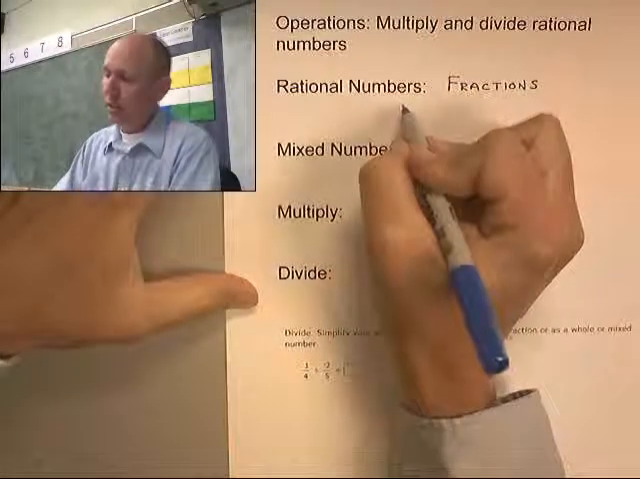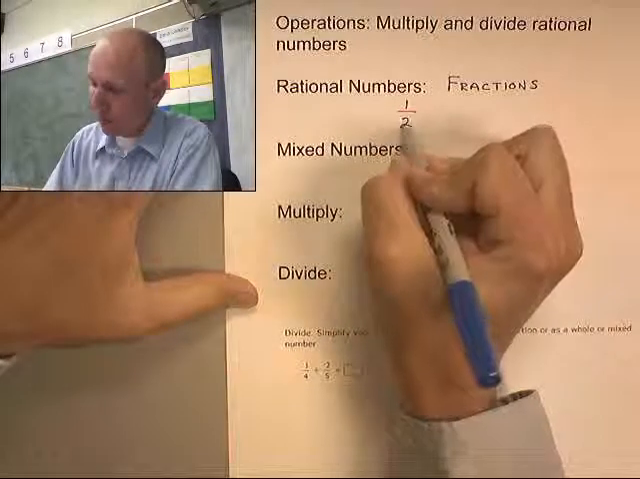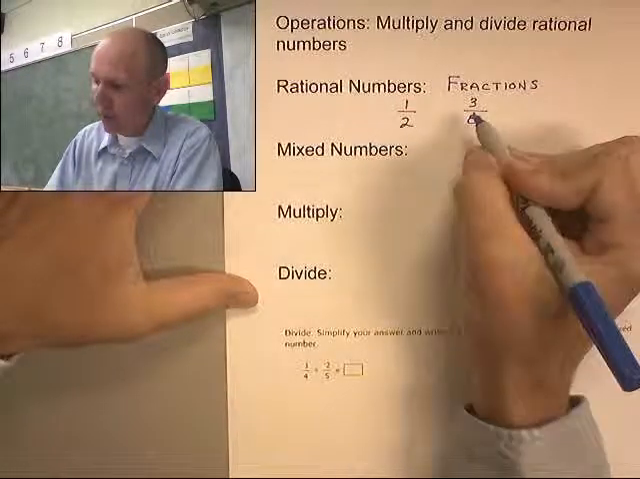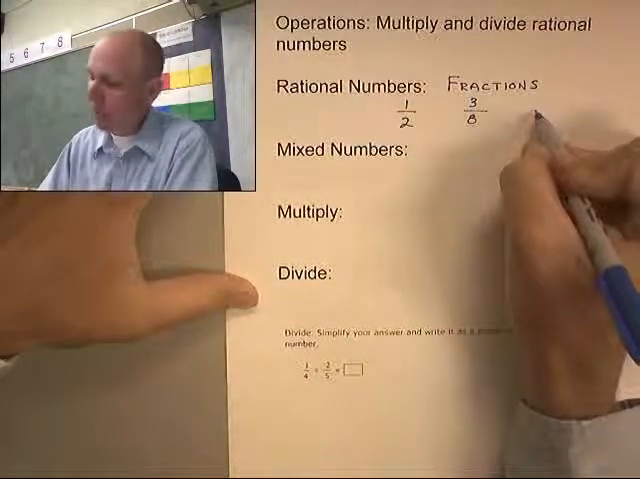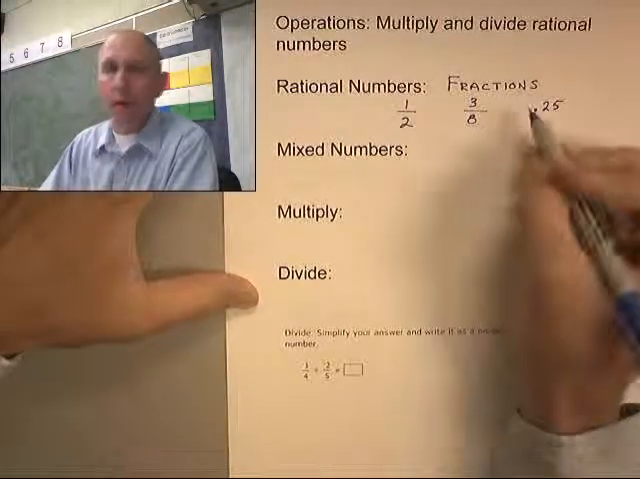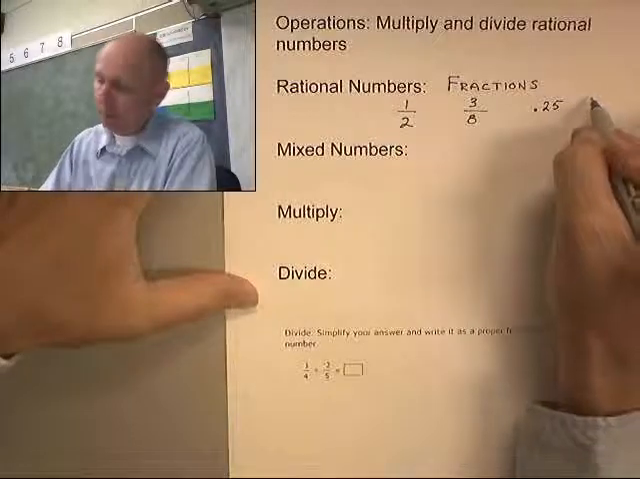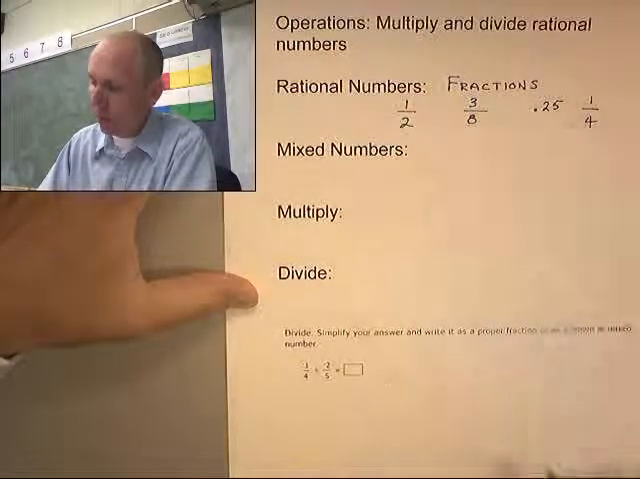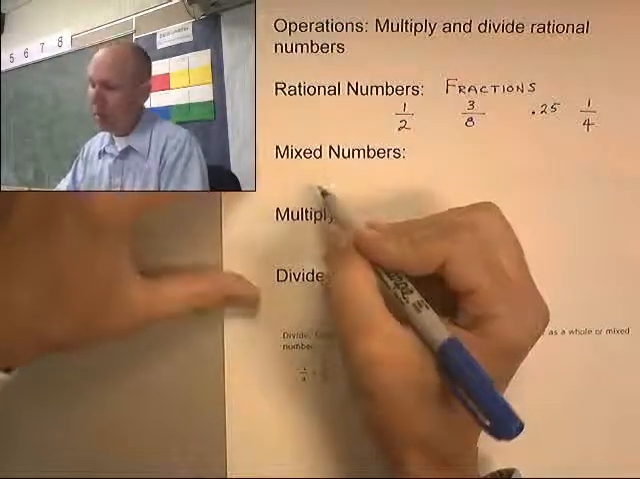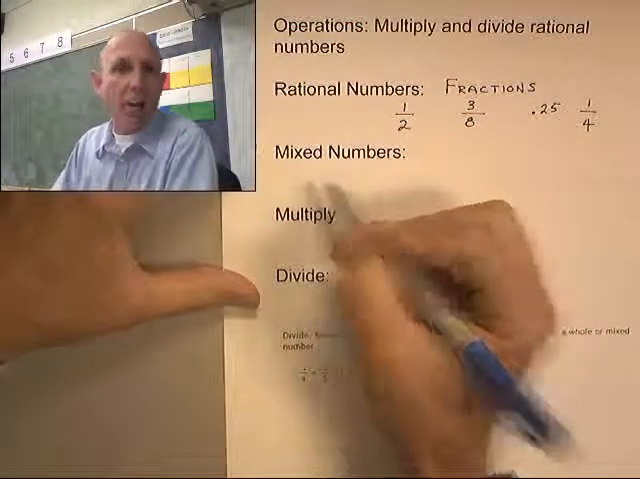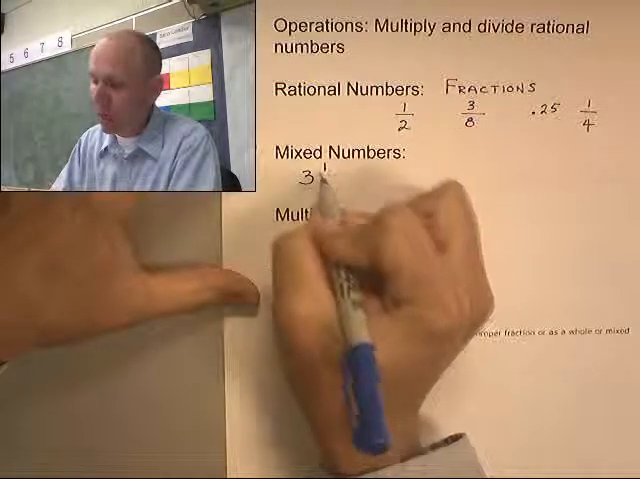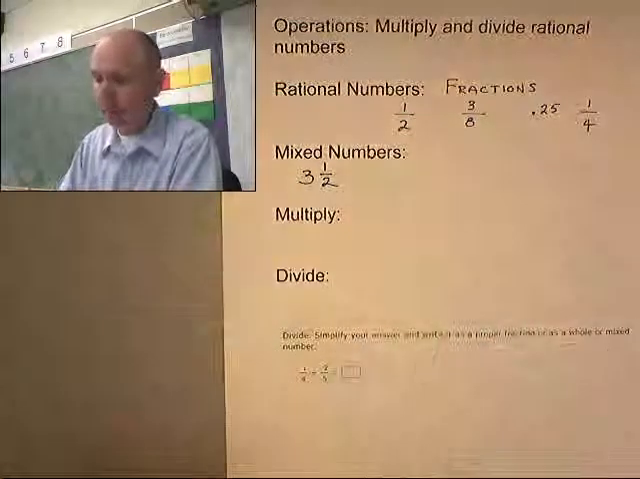So fractions, things like 1/2, 3/8. The rational numbers also include decimals, things like 0.25, but you know that 0.25 is a fraction, which would be 1/4. Mixed numbers include an integer component and also a fractional component. So a mixed number would be something like 3 1/2.